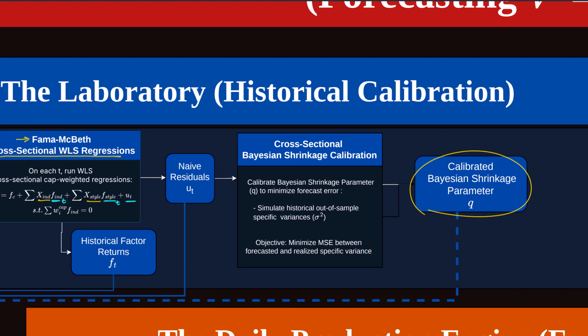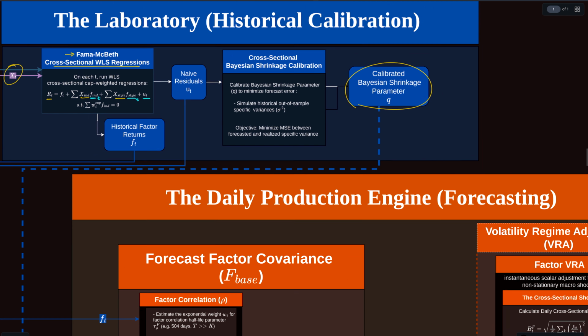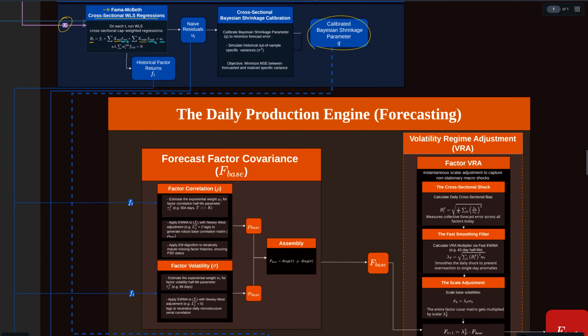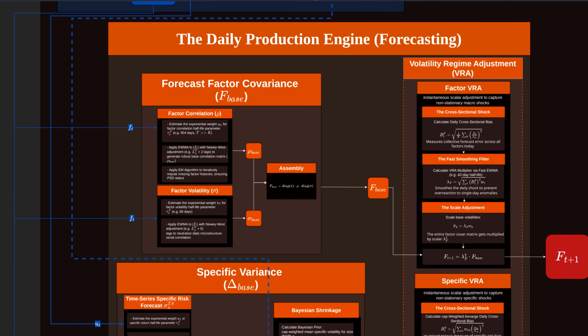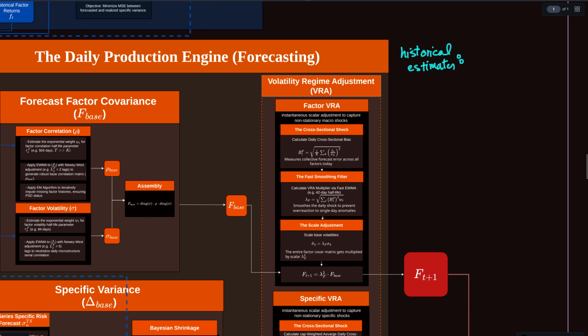But for now, the important point is that the laboratory isn't just estimating risk. It is calibrating the defensive mechanisms that keep estimation error from propagating through the rest of the system. More on that later. So as you see on the diagram, the outputs from the laboratory phase flow directly into the daily production engine, which is where the architecture begins transforming historical estimates into live risk forecasts.